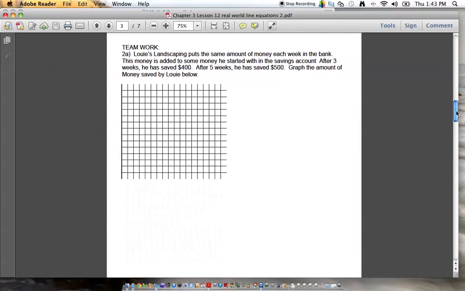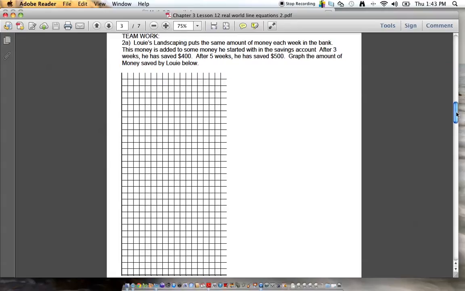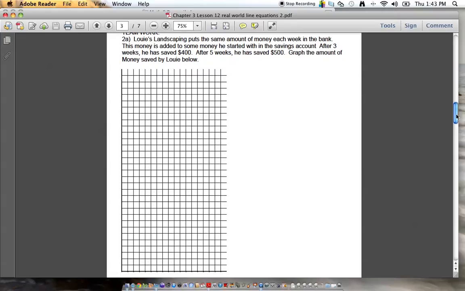Louis Landscaping puts the same amount of money in the bank each week. The money is added to some money he started with in the savings account. After 3 weeks, he saved $400. After 5 weeks, he has saved $500. Graph the amount of money saved by Louis below. Go ahead, take it from beginning to end, and then I'll put the answer up on the board.